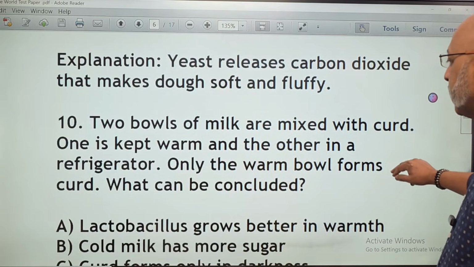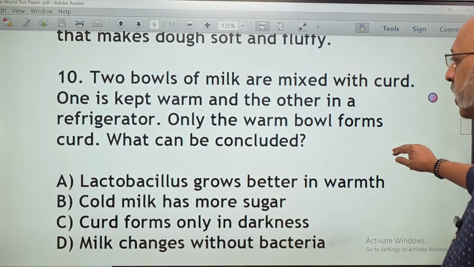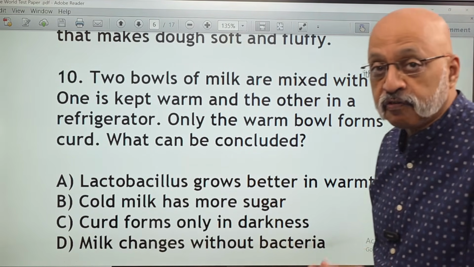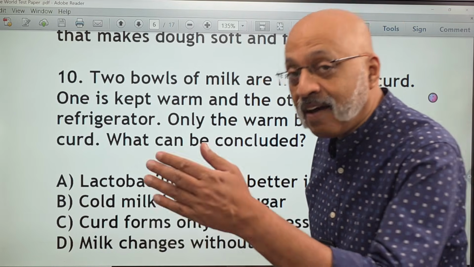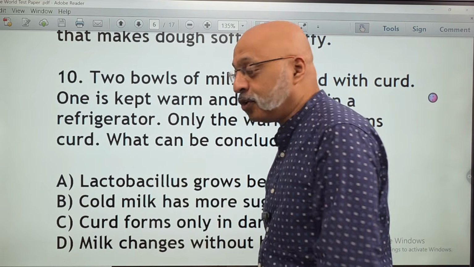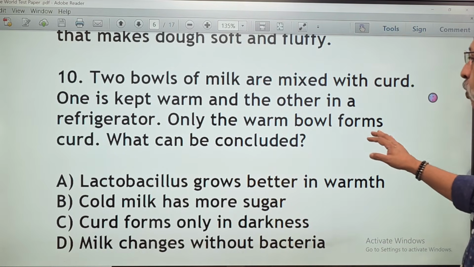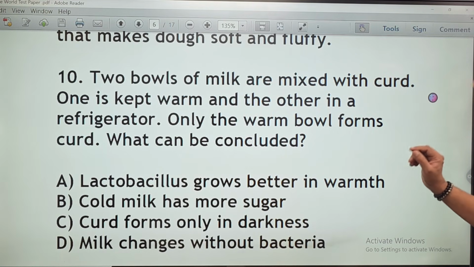Two bowls of milk are mixed with curd. One is kept warm and the other is kept inside the refrigerator. Now, I don't know how many of you have ever done this at your home. Only the warm bowl forms curd. What can be concluded? Lactobacillus grows better in warmth.